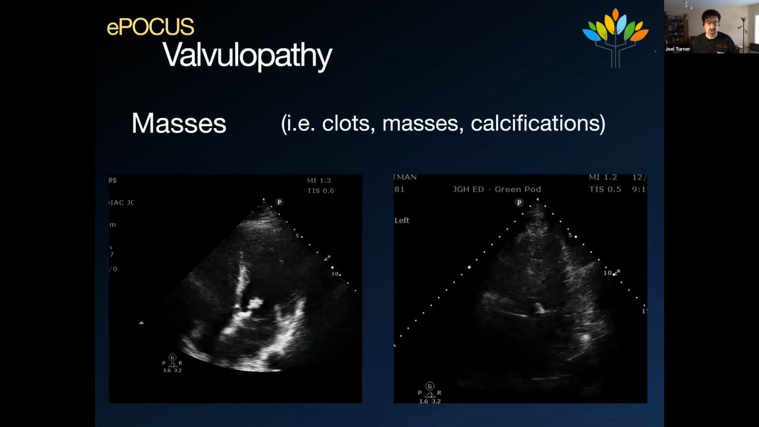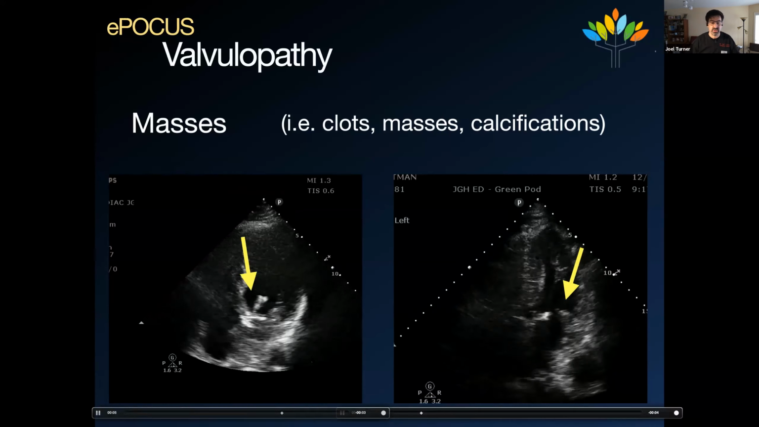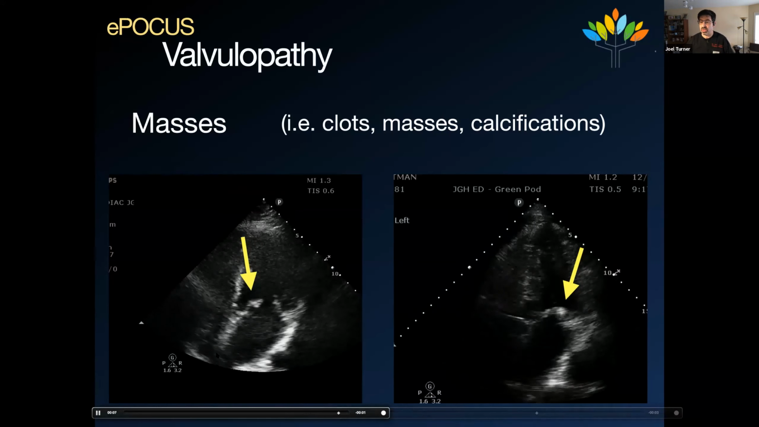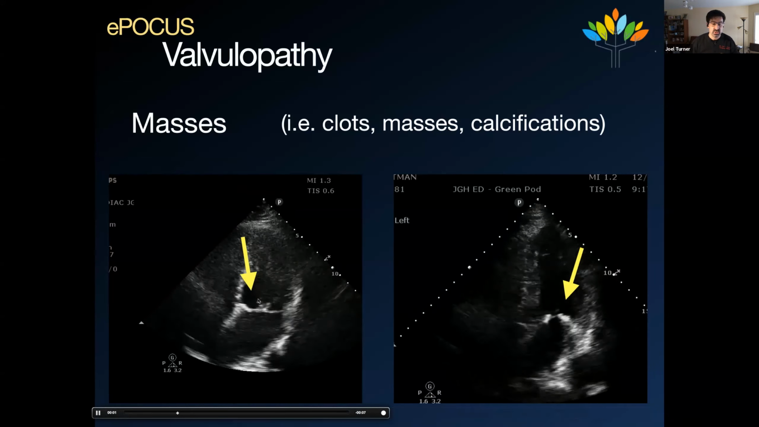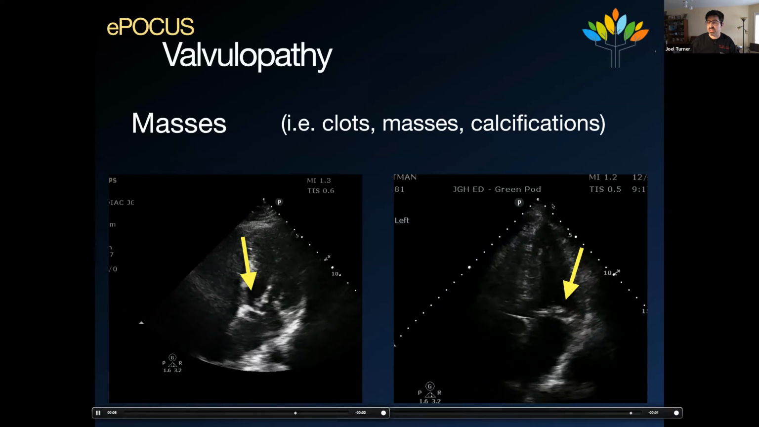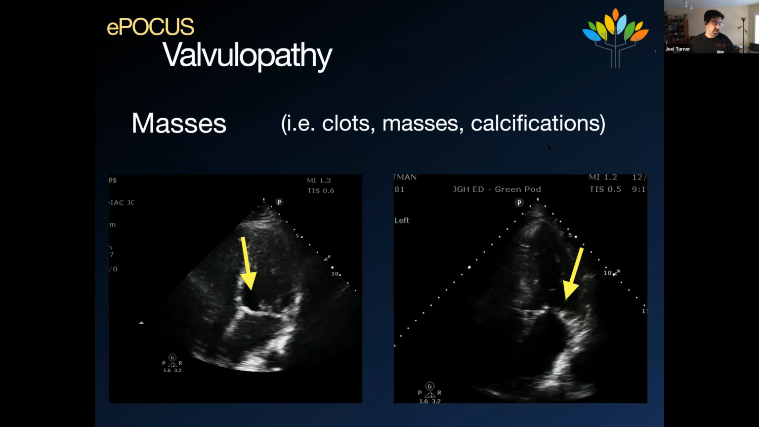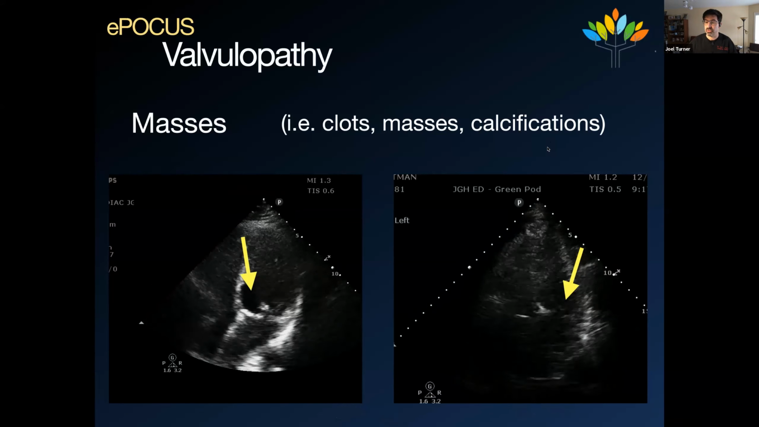Similar to the case I just gave you, the first indication of something going on was some sort of mass on the valve that is not normal. So if you see some sort of mass or calcification, again, it's an indication that there is something abnormal with the valve function, and that should be interrogated further.